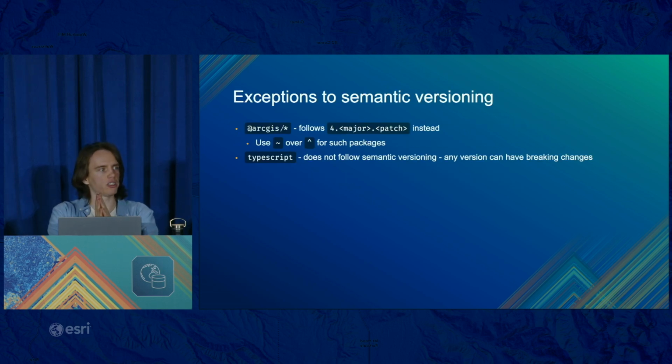Now, having mentioned semantic versioning, I need to mention there are two exceptions to this rule. First is that the packages that start with @arcgis follow a modified policy, where the first number is usually 4, the second number is a major version, and the third number is a patch version. And what this means is that with the ArcGIS packages, you should generally not use the caret symbol, because that may accidentally break your application when NPM decides to jump to the next breaking version changes. Instead, with ArcGIS packages, prefer to use the tilde symbol.